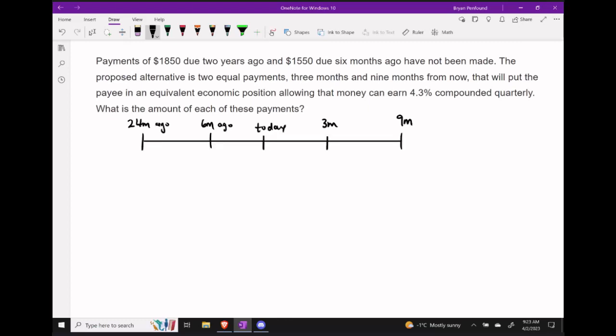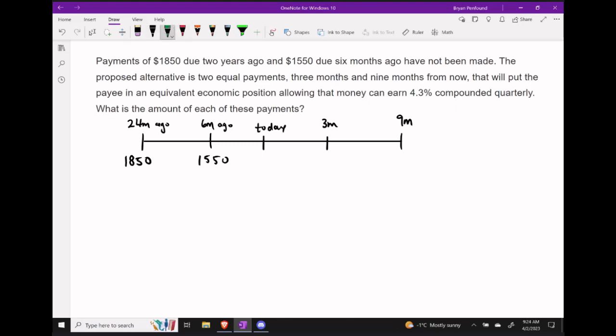In order to help us think through this problem, we are probably going to have to set up a time diagram. Here I've focused on the main times of interest. I had to put today in the middle because we did have some payments that happened in the past. So for example, we had a missed payment of $1,850 2 years ago, or 24 months ago, and then a missed payment of $1,550 6 months ago.